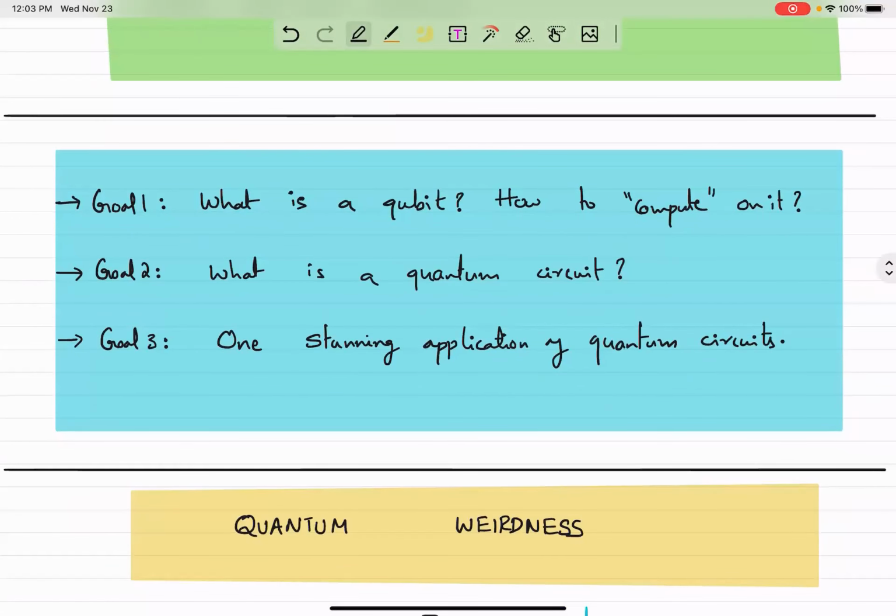So the goal, as I said, we need to first understand what is a qubit, how do we compute on it? That's our goal today. We're going to talk about a single qubit, like something that operates on a single bit, more or less. And then we'll talk about quantum circuits in the next class. In the 3rd lecture, we'll look at one stunning application of quantum circuits.